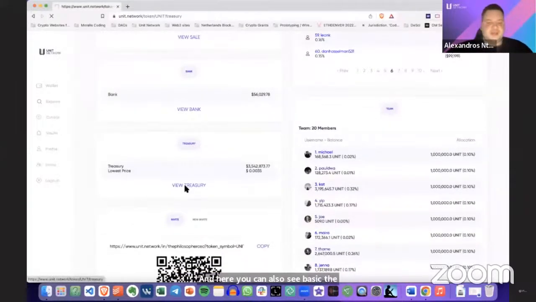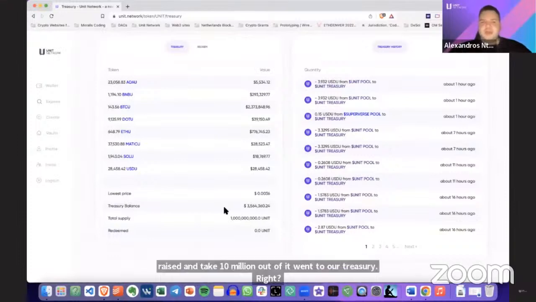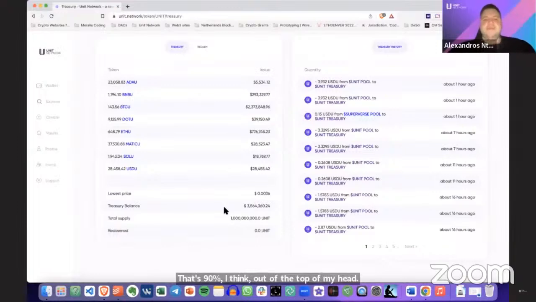So what the treasury does here, if we click on it, is help with backing the Unit token. Whenever you create a token within Unit and fundraise for it, a certain percentage of the money you fundraised goes to the treasury. In Unit's case, we raised 13 million in the very beginning, and 10 million of it went to our treasury. That's 90%, I think, off the top of my head. It automatically goes to the treasury balance. Now it's 3 million, of course, but this is because of the market fluctuation. As you guys know, all the crypto tokens and currencies went down. So of course, our treasury balance went down with it as well.